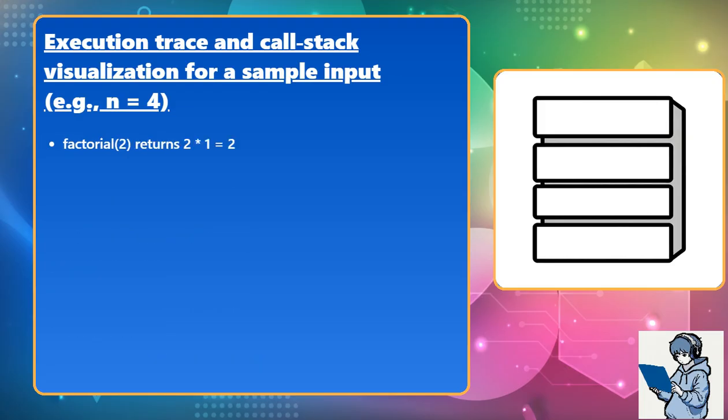Factorial 2 returns 2 times 1 equals 2. Factorial 3 returns 3 times 2 equals 6. Factorial 4 returns 4 times 6 equals 24.